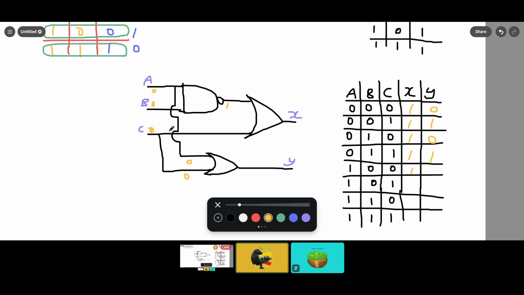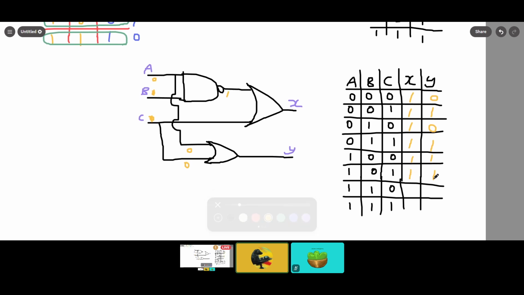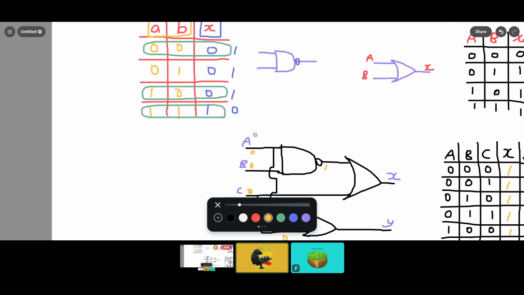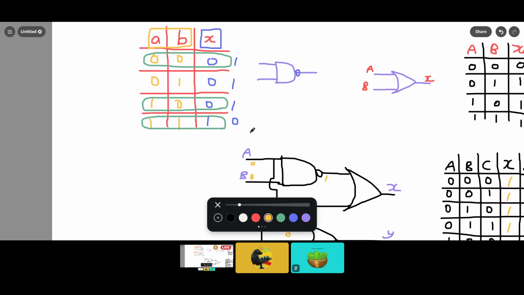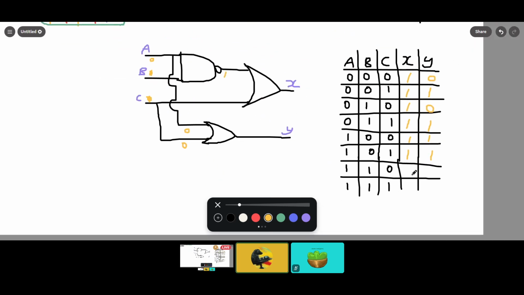And the OR gate will be 1 as well, the output of the OR gate, which is Y. Then here everything stays the same: 1, 1. Okay, so now both A and B are 1. So the output is actually going to be 0 for X.